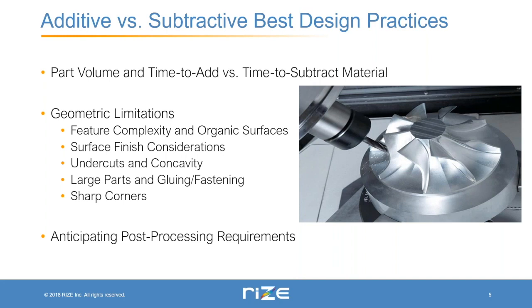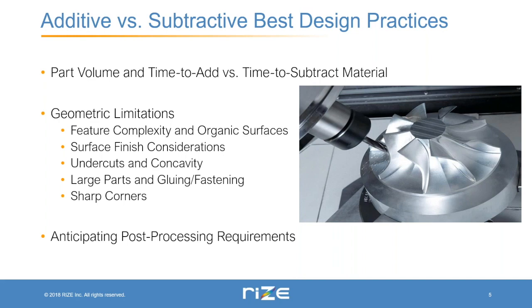Another consideration is the size of the part. Large parts are often more difficult to produce with additive manufacturing. It's better to focus on just the vital geometry rather than making things bulkier. However, it's also possible to combine additive produced parts together using gluing or fastening, in some cases in the same way as you would be able to with subtractive.